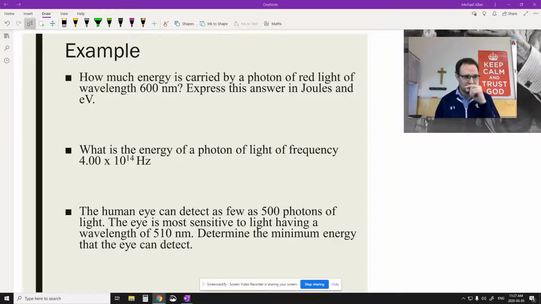I want to express my answer in both joules and electron volts here. So I'm going to do the calculation twice. You can either find the joule version, then convert that into electron volts, or vice versa. You can find the electron volts and change it into joules. But I'm just going to do the calculation twice with the two different H values.